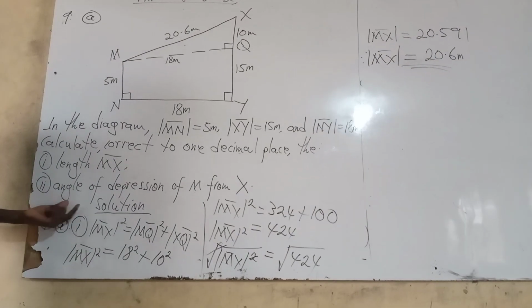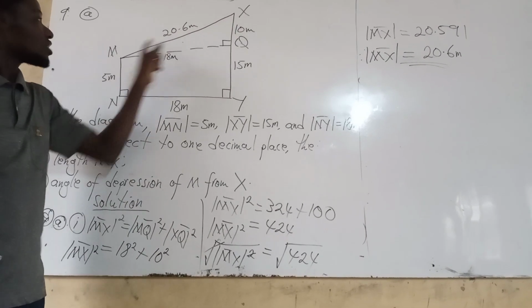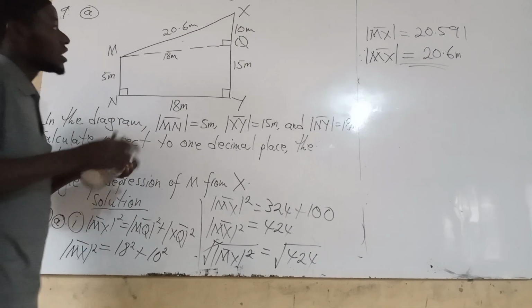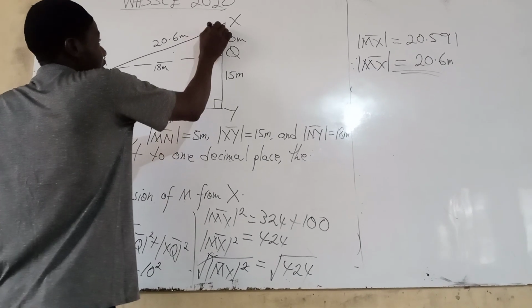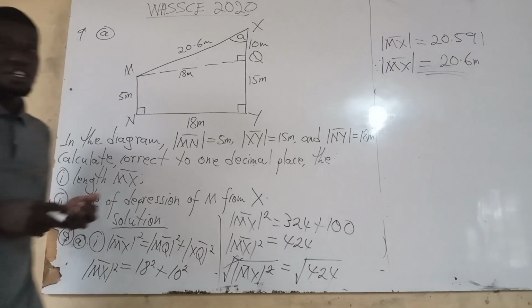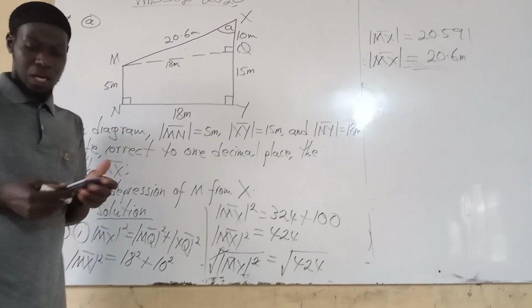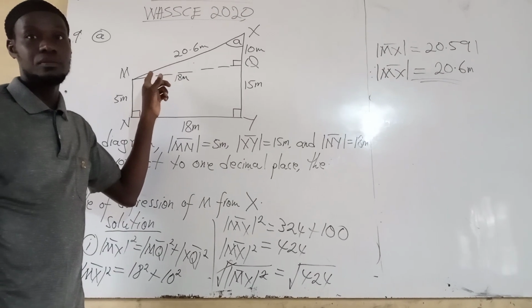Now we find the angle of depression of M from X. They want this angle of depression of M from X, so they are looking for this angle here. Let's call this angle A. Now, if the angle is A, we are going to apply the concept of trigonometry, that is, trigonometric ratios.